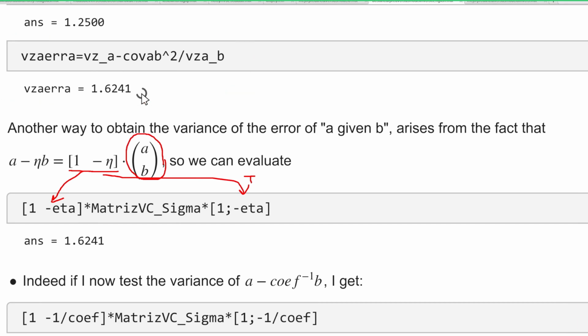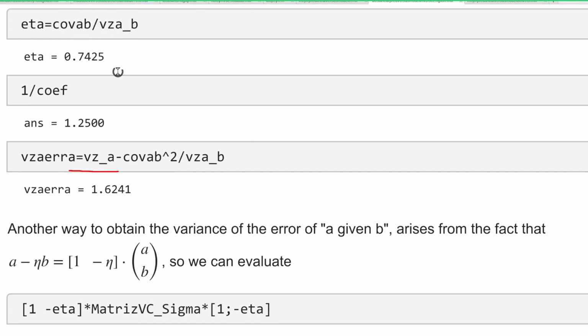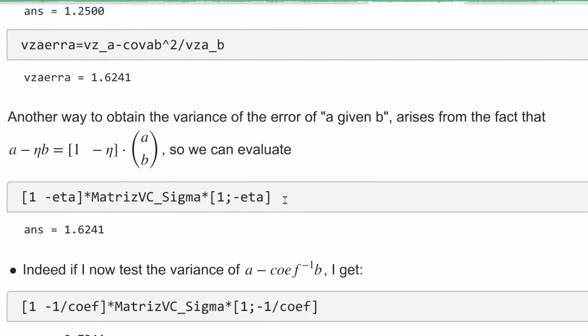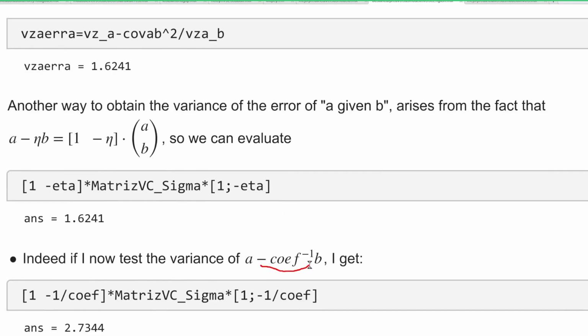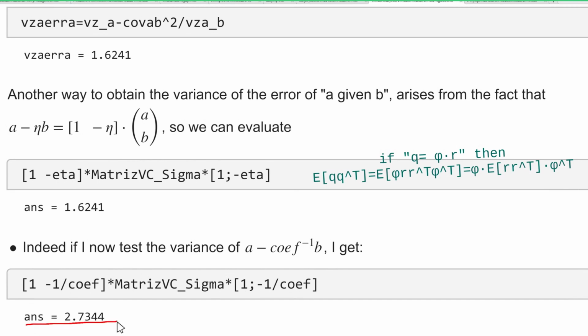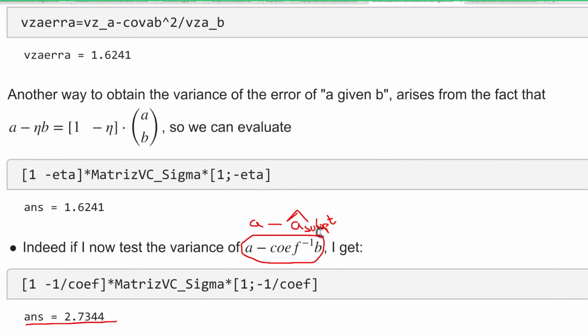But if, instead of this eta, the optimal prediction in the statistical sense, I try to see what residual variance I would get with the algebraic inverse, 1.25, then the variance of this prediction error, A minus the suboptimal estimate of A, applying the same formula but with a different estimator, is 2.73, which is larger than 1.62. So this tells us again that the algebraic inverse is not the optimal statistical inverse.